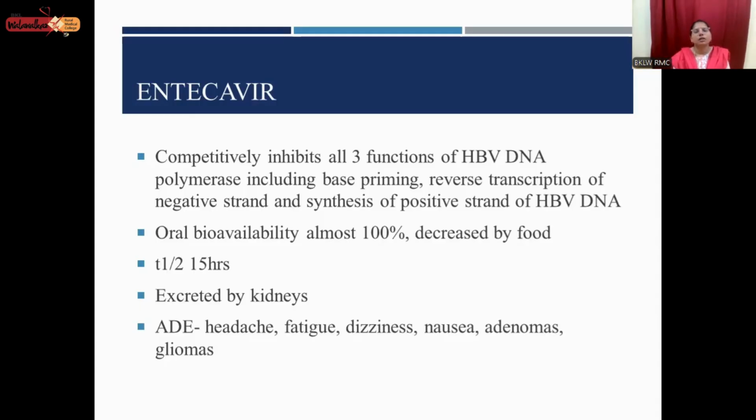Entecavir is again an important antiviral drug. It inhibits many steps of viral replication. It inhibits the polymerase enzyme, base pair priming, reverse transcriptase, and transcription, that is the introduction of the negative strand and synthesis of the positive strand of hepatitis B DNA synthesis. So it inhibits different steps in DNA synthesis, making it more effective in hepatitis B infections.